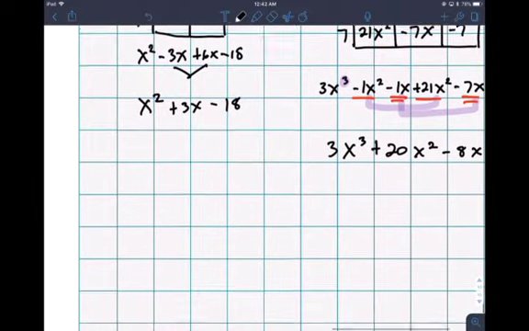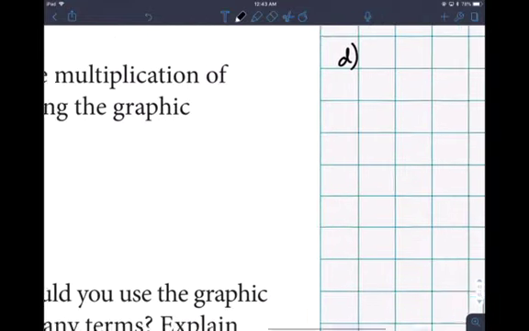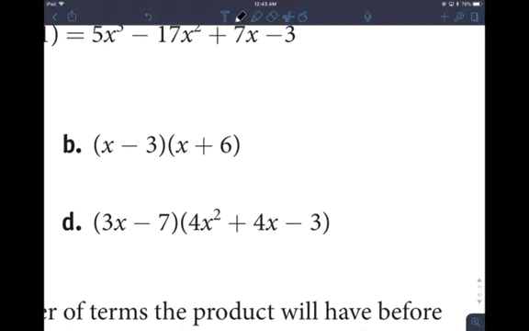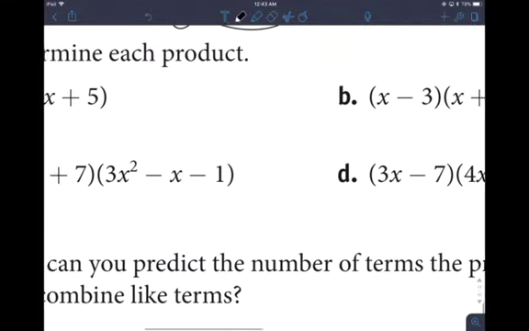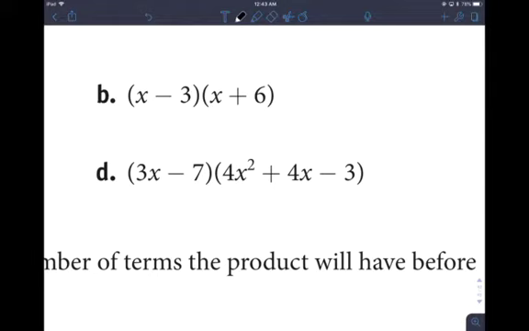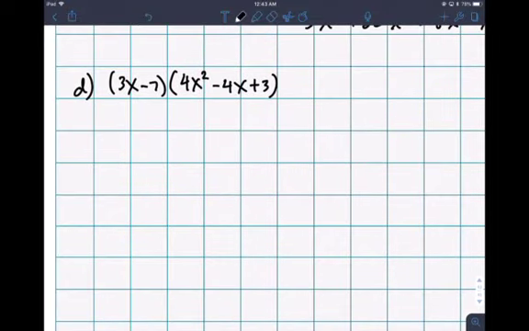So if you want to try D, try it now, and then pause the video and see if you get the same answer as I do. So D says 3x minus 7 times 4x squared minus 4x plus 3. So again, you can pause the video and do the work and then check the work when I'm done. Or if you want to do more practice, then just look at the video and then do the practice that I assigned to you guys.